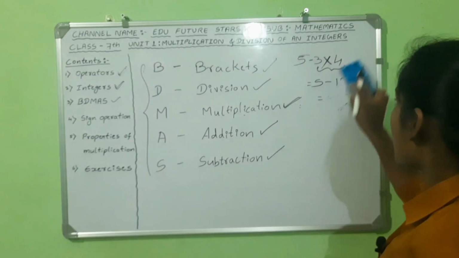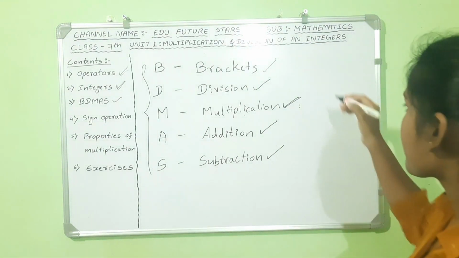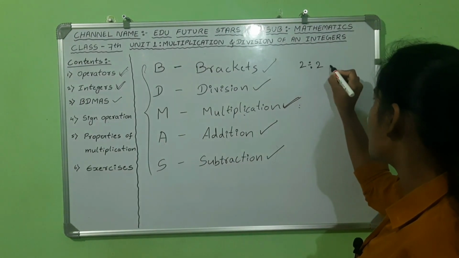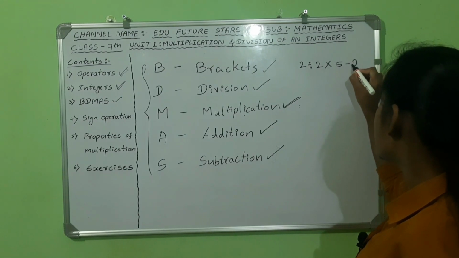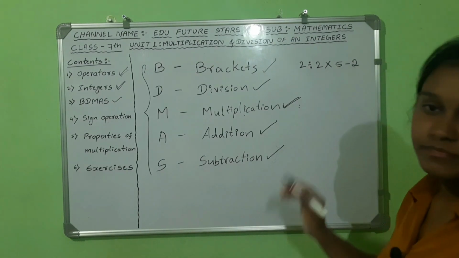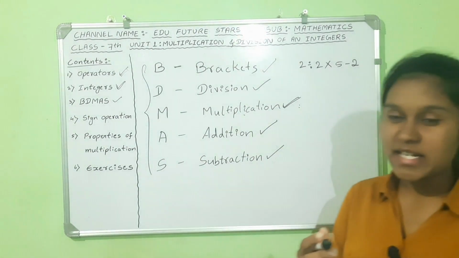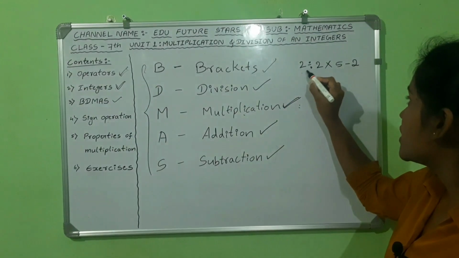I'll give one more example for this Bodmas rule. Here we have 2 division 2 into 5 minus 2. In this case, what can we do? You already learned that. So yes, what you are saying, that's right. Here 2 division 2.